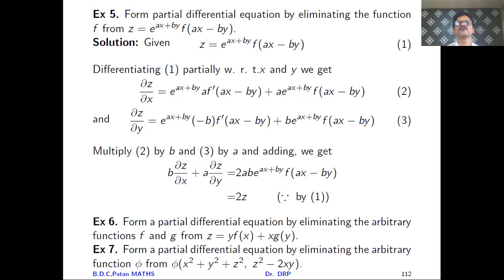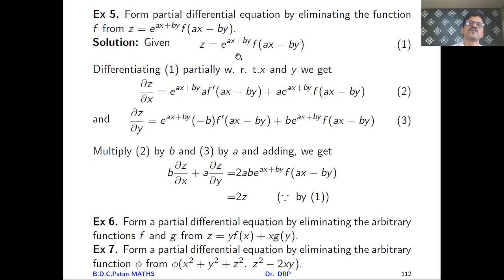Here again you consider the given relation as it is. That is, given z equal to e to the power ax plus by into f of ax minus by. And now friends, what you have to do, you differentiate this relation. Suppose it is equation 1, and differentiate this partially with respect to x and y. So on the LHS we have z, which is a dependent variable and which is a function of two independent variables x and y. Here a and b, these are constants.